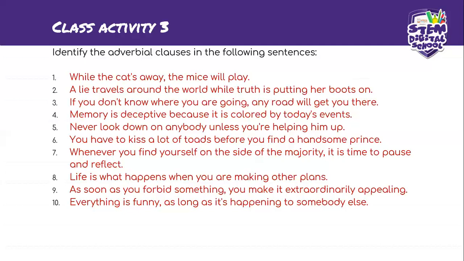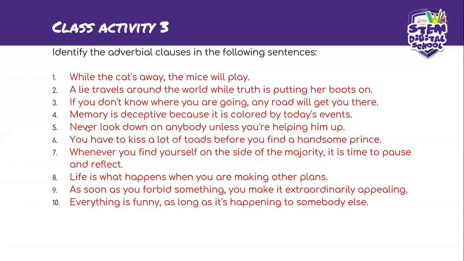Remember, we said an adverbial clause tells you the reason why something happens. So in this one, this is straightforward. It tells us that memory is deceptive, the reason being because it is colored by today's events. Thank you so much, Asanda.